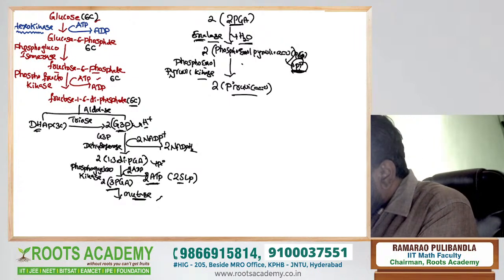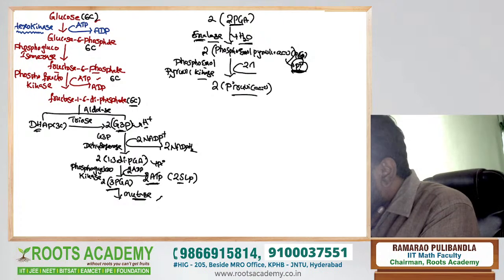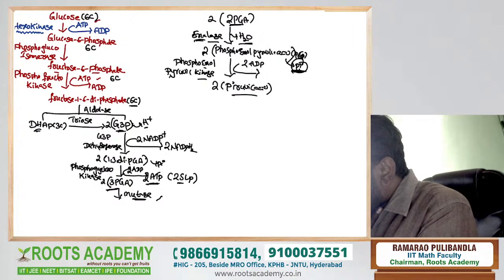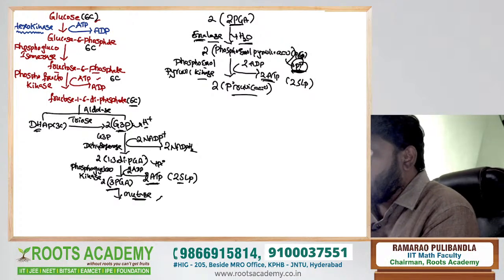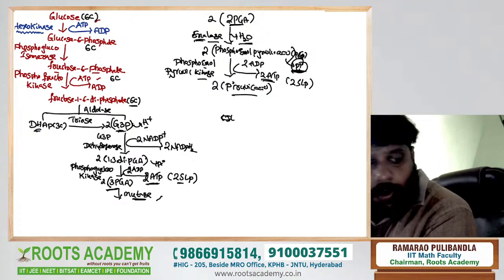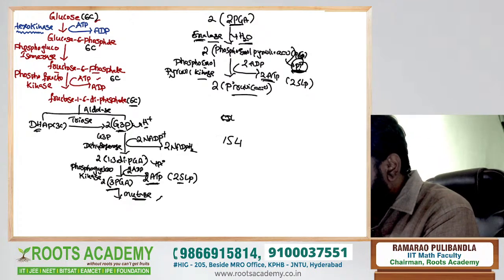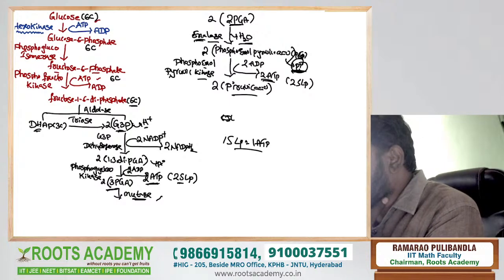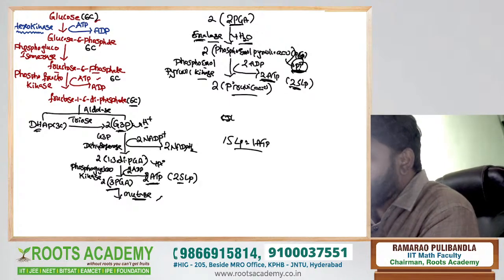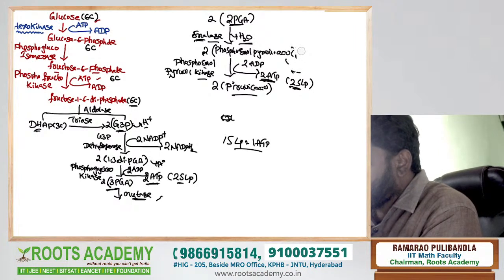This removed phosphate is accepted by ADP, not ATP. It is accepted by ADP to form ATP. How many ATPs are formed again? 2 ATPs are formed, so how many SLP is it equal to? 2 SLP. 1 substrate level phosphorylation is equal to 1 ATP. So since 2 ATPs are formed here, we say it is equal to 2 SLPs.